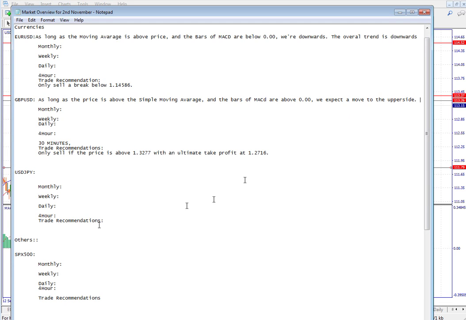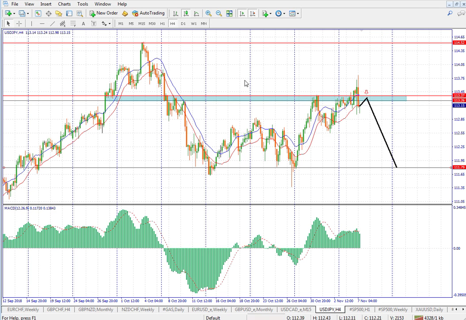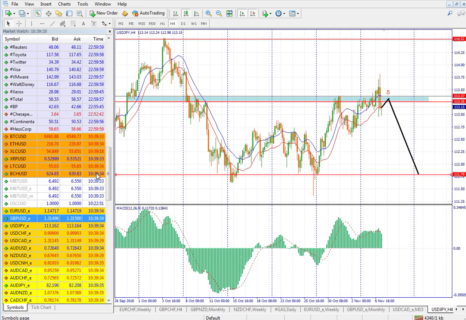So we recommend sell the US dollar from 113.37, 113.26 towards 111.79. So we are selling this on the 4 hour. We are looking for a sell, and then on the weekly chart we want to see if there's anything.